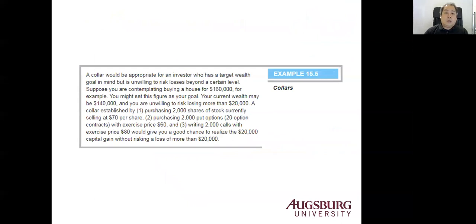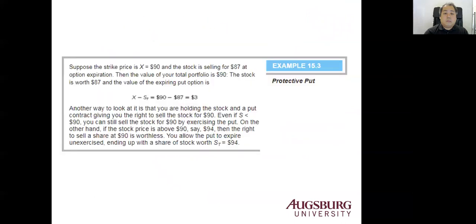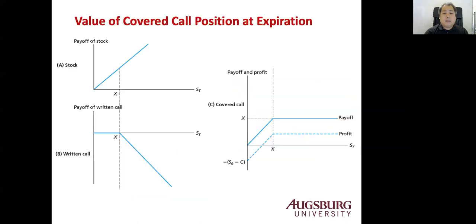The collar would be appropriate for investors who have a target wealth goal in mind, but are unwilling to risk losses beyond a certain level. Here we have an explanation about the collar. A collar is an option strategy that brackets the value of the portfolio between two bounds. So let's see what it is.